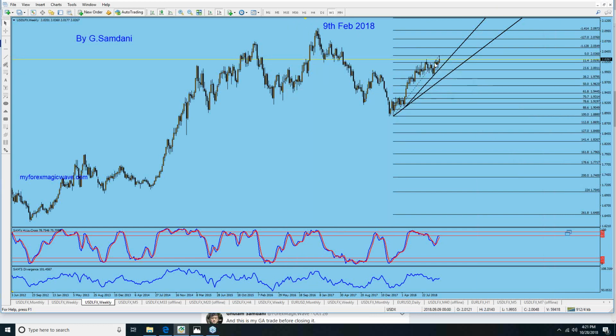Okay, but either way, the triangle or wave B or wave 2, we need to come down from here. That's what I'm looking at, and that's the only way I'm going to trade USD pairs. If USD starts coming down and getting weaker, I want to go long in USD pairs and short, for example, USD franc, USD CAD, USD yen.